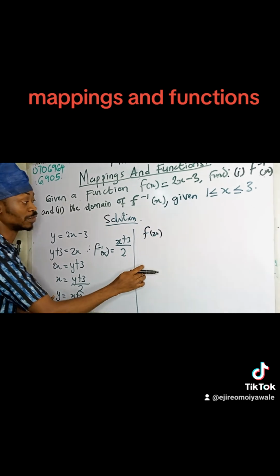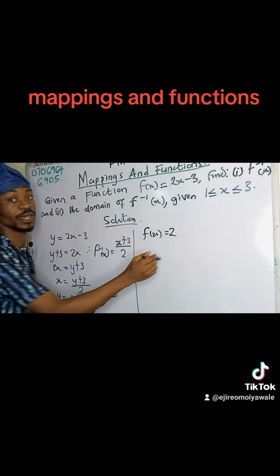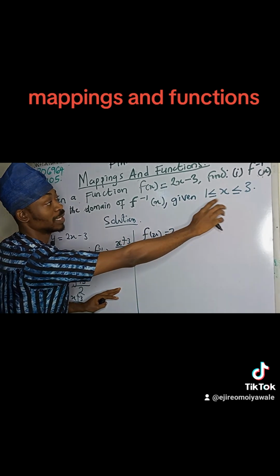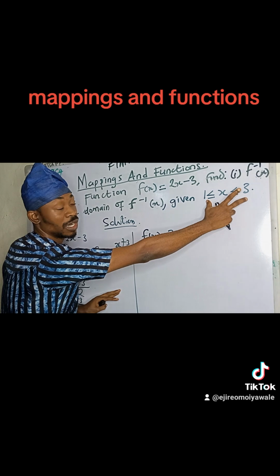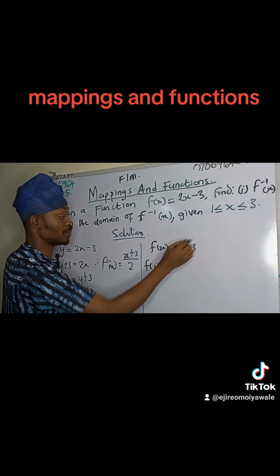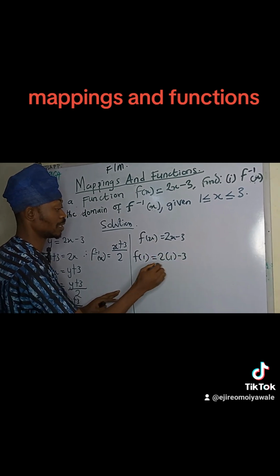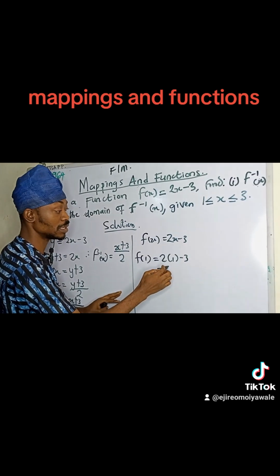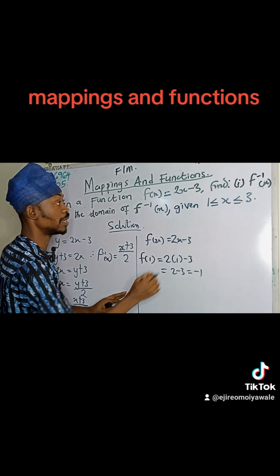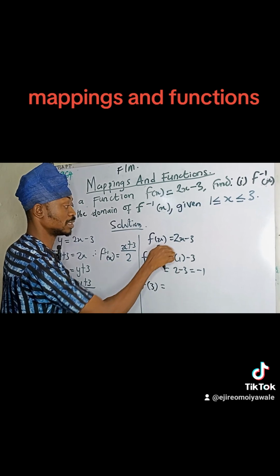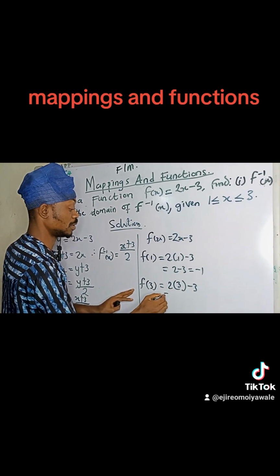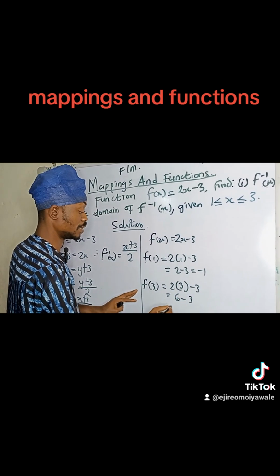So I'll write the original function f of x equals 2x minus 3. And I've been given the value of x to be between 1 and 3. I only choose the boundary numbers, the 1 and 3. All right. So f of 1 is going to be equal to what? 2 times 1 minus 3. That's 2, so 2 minus 3 is negative 1. And then when x is 3, I'm going to put it in the original function. That's going to be 2 times 3 minus 3. So 2 times 3 is 6, so 6 minus 3 is 3.